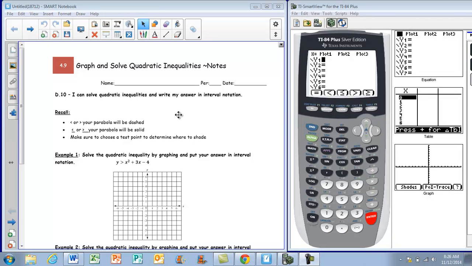Alright, today we're going to take a look at section 4.9, graphing and solving quadratic inequalities. So a couple things to remember just when we're graphing inequalities, because we did this last chapter, but we only worked with lines. Now they're going to be parabolas.